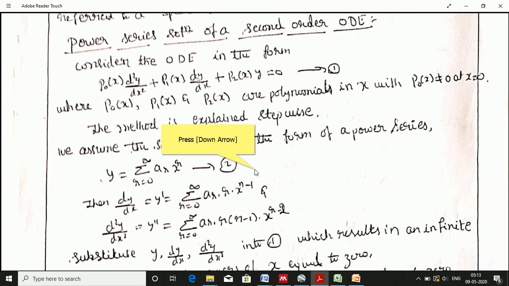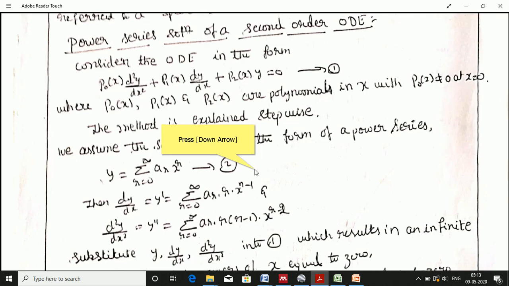Then I'll differentiate this with respect to x. dy/dx = y' = sigma r = 0 to infinity a_r, the constant, times r x^(r-1). Again differentiating, d²y/dx² = y'' = sigma r = 0 to infinity a_r times r, the constant, times (r-1) x^(r-2).